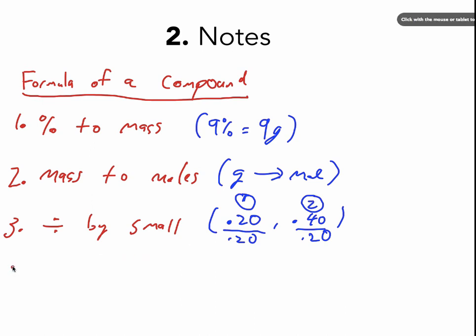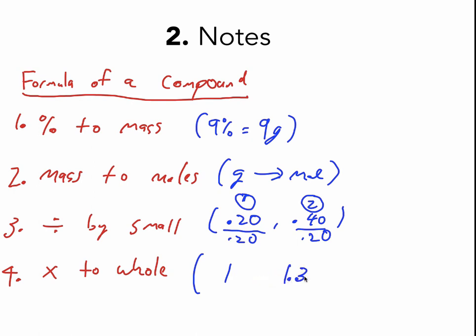And the last step is also optional, and that is times to whole. You're not always going to have to do this. But let's look at some circumstances. Let's say you end up with 1 for one thing, and you end up with 1.33. If you end up with these two numbers, you always want the formula to have whole numbers. 1's a whole number, but 1.33 sure isn't. So you'd multiply them both, in this case, by 3. This is going to end up being 3, and this is going to end up being 4.